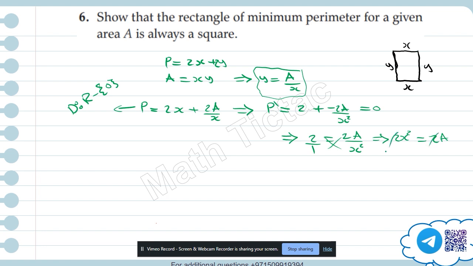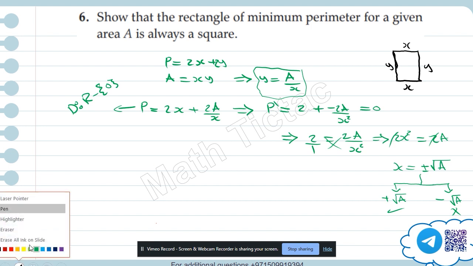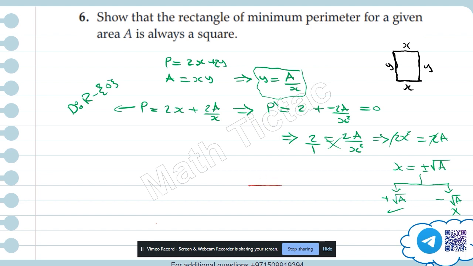That means x will be equal to positive or negative square root of a. For positive square root of a, I will accept that. For negative square root of a, I will reject that because x logically cannot be a negative value. It's a length. So all we have to do is test the value. We said from 0 to infinity, and I have here the square root of a.